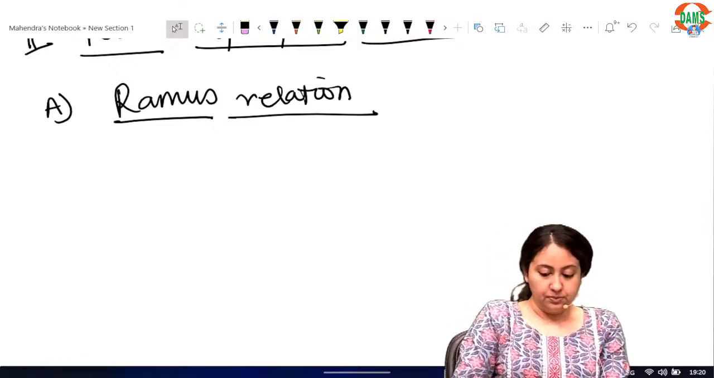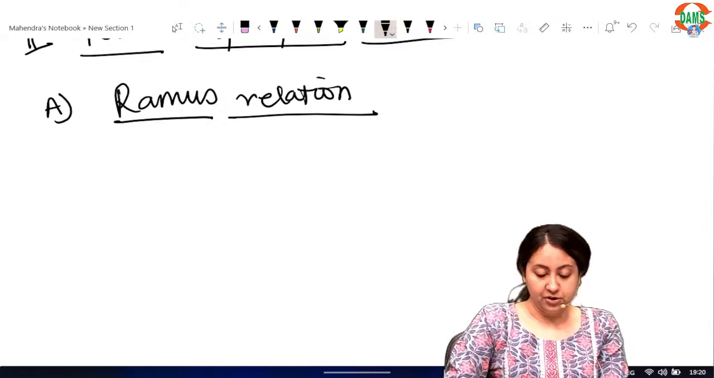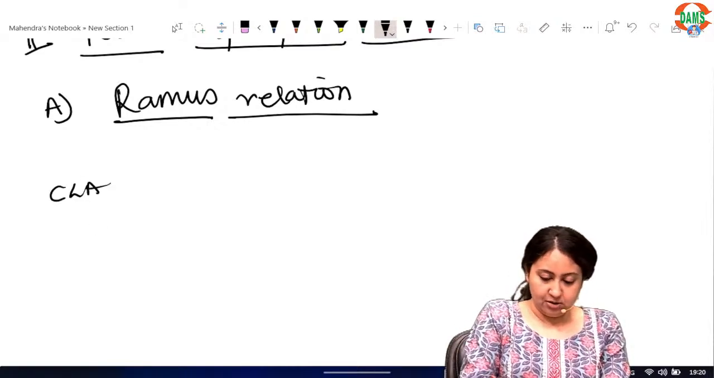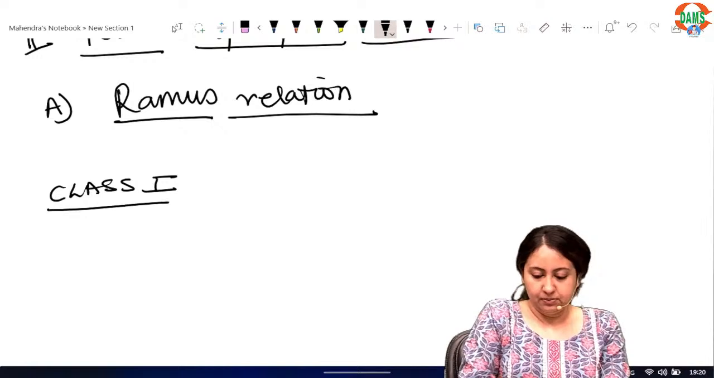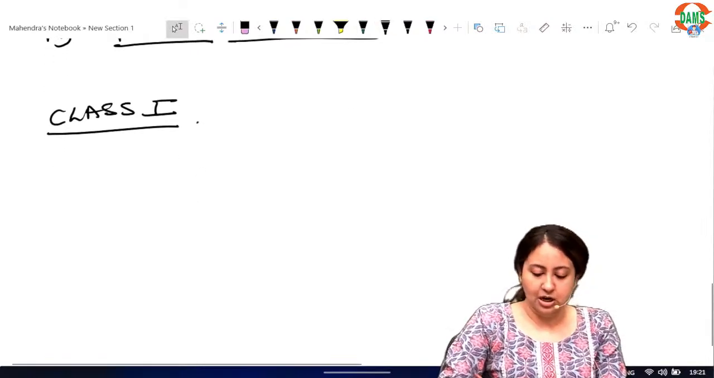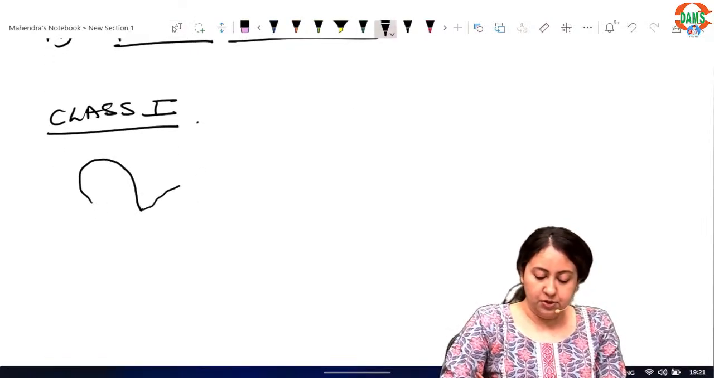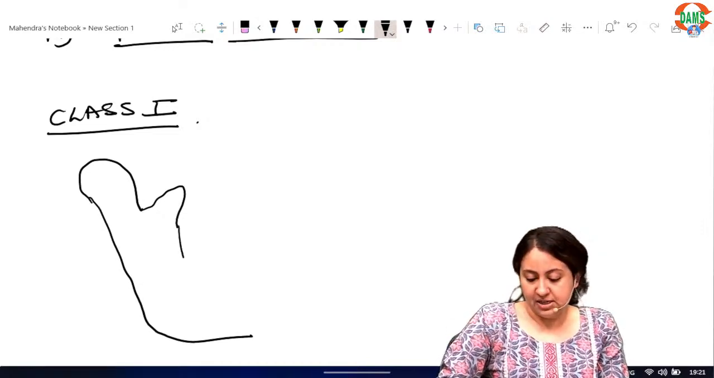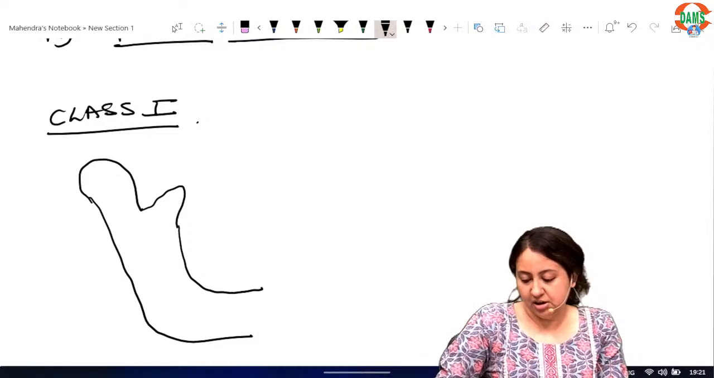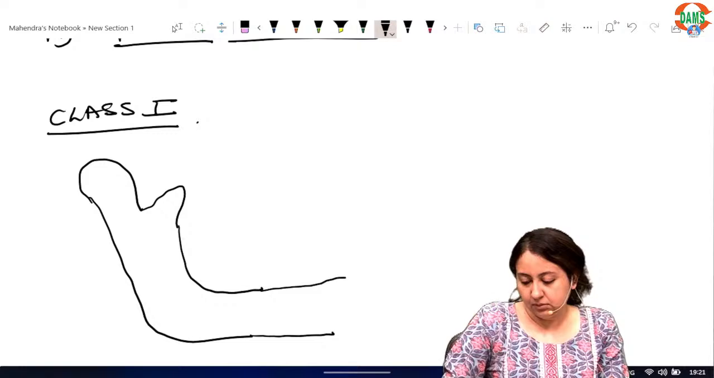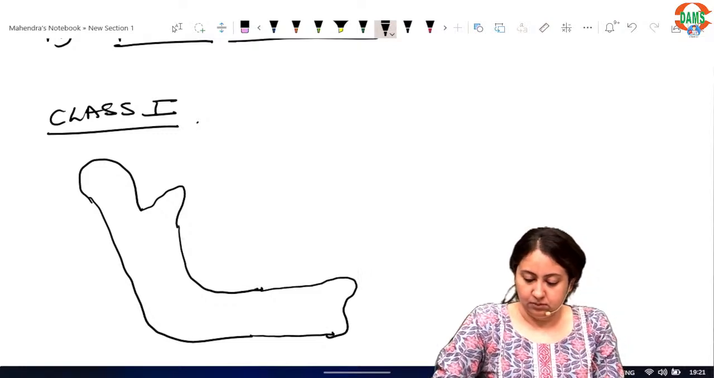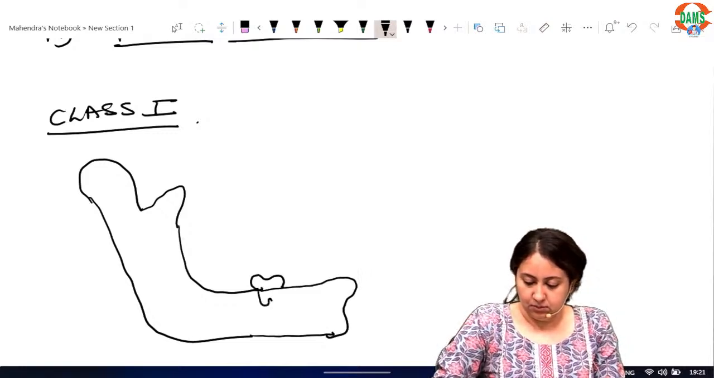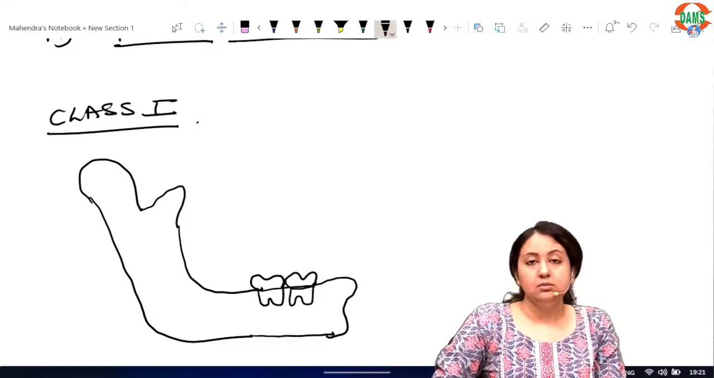So we will draw the first diagram for class 1. Quickly, we will draw a diagram. In case you miss out on drawing the diagram, please come back to this later and complete your diagram.